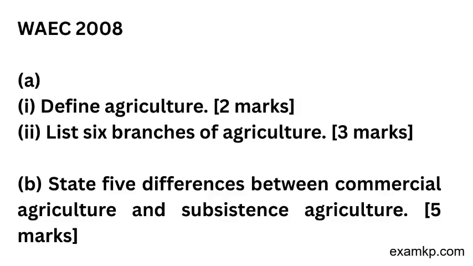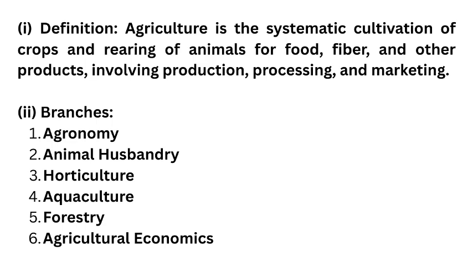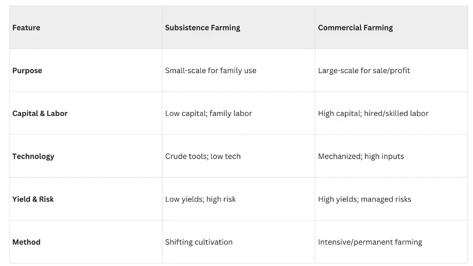So, how do you get every single mark? For the definition, use a powerful word like systematic. It shows the examiner you have a precise understanding. Then, just list 6 of those branches we talked about. For part B, for those big 5 marks, you absolutely must use a table. Don't write a long paragraph. A clean, labeled table comparing things like scale, labor, tools, and purpose is exactly what they're looking for.